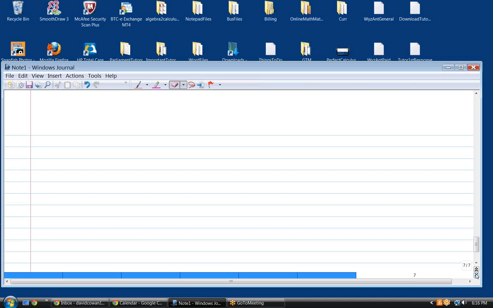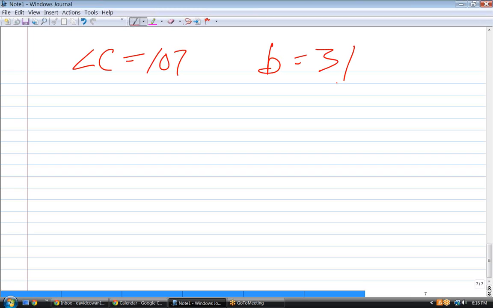It says state the number of possible triangles that can be found using the given measurements. Angle C is 107, side B is 31, and side C is 27. Is this going to be a possible triangle, just looking at it?